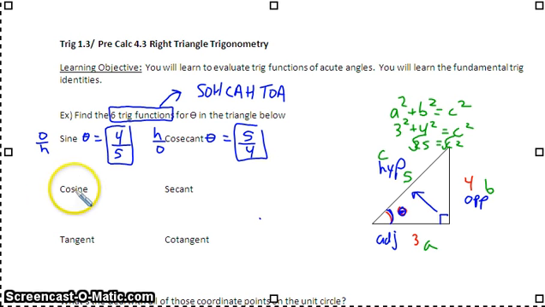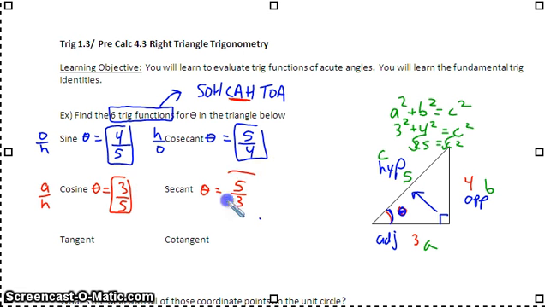Let's take a look at cosine. The formula for cosine, we're looking at the CA part of SOHCAHTOA, would be adjacent over hypotenuse. So the cosine of my angle would be 3 over 5, which would make the secant then of the angle have to be the reciprocal of this, flip the fraction over, 5/3. And finally the tangent is the TOA part, so it's opposite over adjacent. So the tangent of this triangle would be 4 over 3. Cotangent would be the reciprocal, 3 over 4.